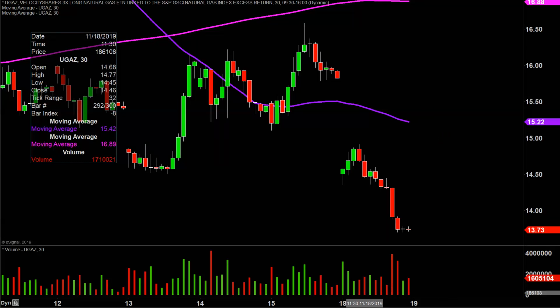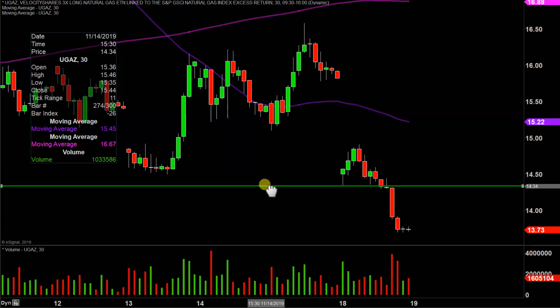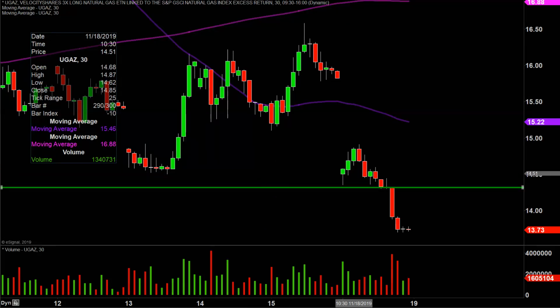First level of resistance actually started off based on the fact that it was a key level of support throughout the course of the day. Right here at $14.30, you can see that was where the lowest it went during the first 30 minutes, and the price came down here, and it did a great job of holding strong. And then that happened right there, and down it went.